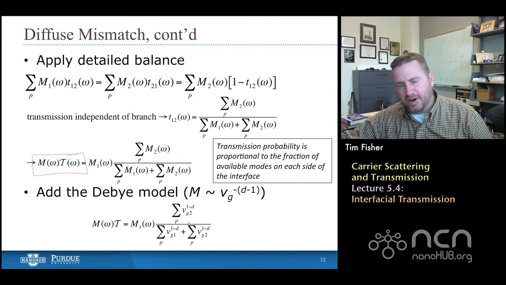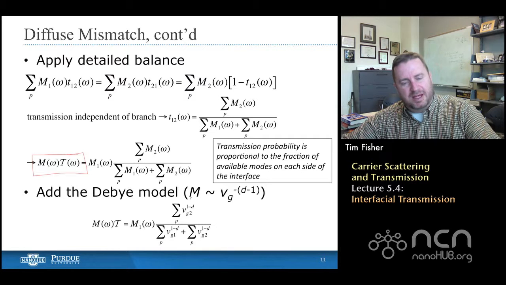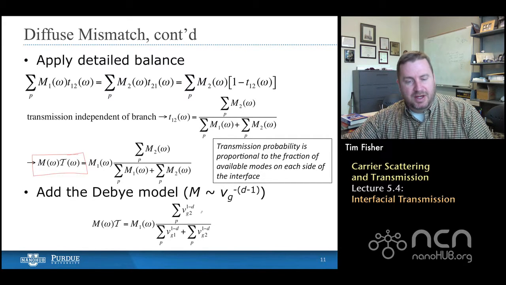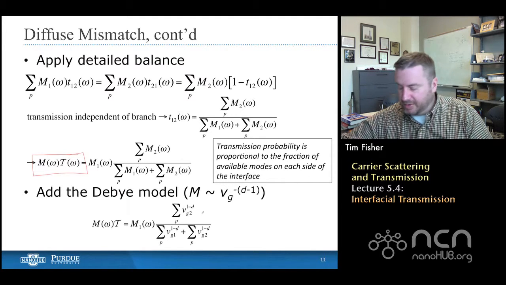You'll actually see that quite a bit in the literature when they use the Debye model. You won't see this expressed in terms of the number of modes very often, but at the end of the process, you'll often see, especially for three-dimensional interfaces, 1 divided by velocity squared. So that would be appropriate for a three-dimensional problem here.